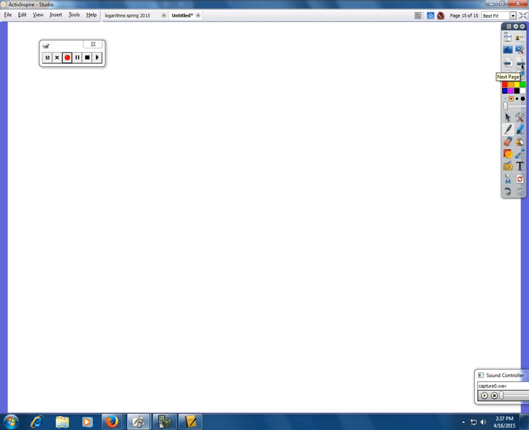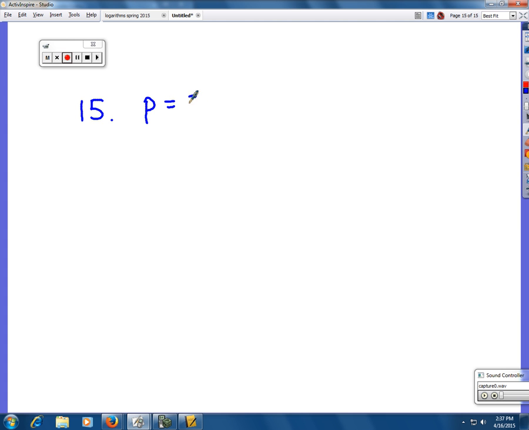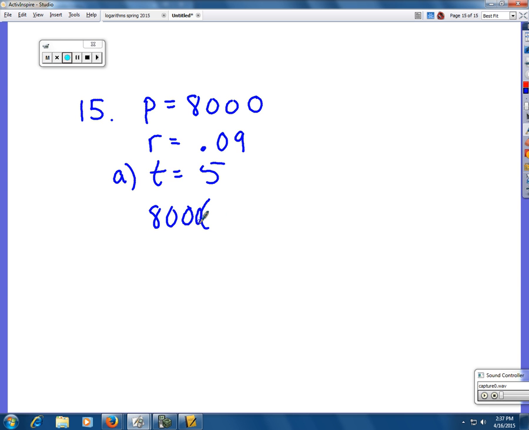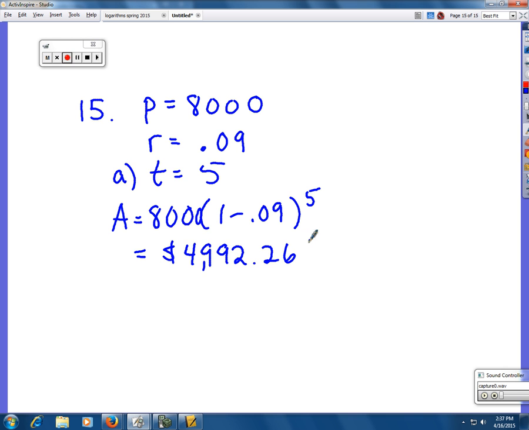The last one, exponential decay, because you bought a car. The original price of the car is $8,000. The rate is 9%, so that's 0.09, and it's 5 years. So for part A, it's 5 years. So the equation would be 8,000(1 - 0.09)^5, and that's going to give you A equals $4,992.26. So that's how much it'll be worth in 5 years.